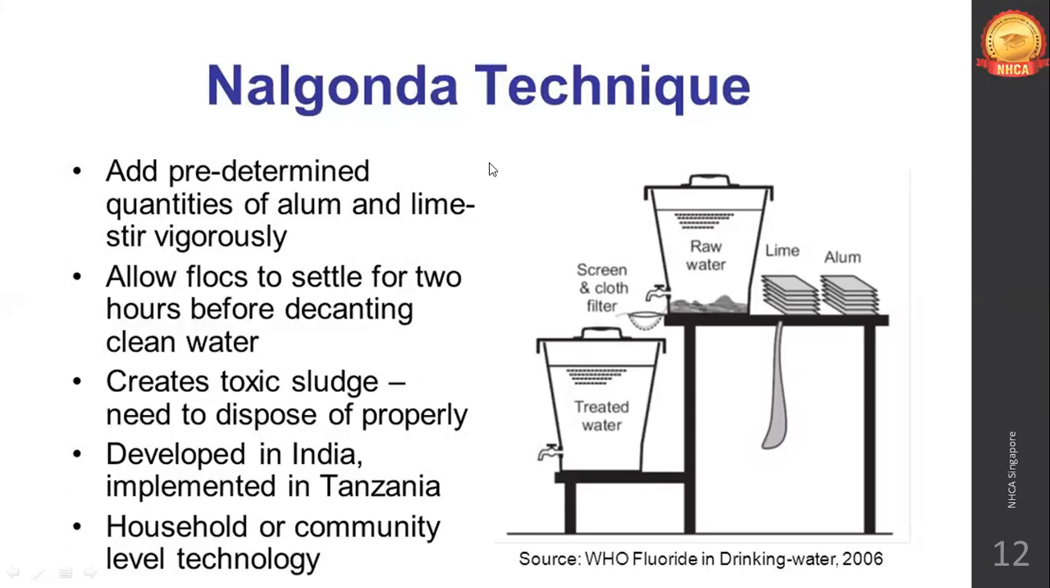I'm not sure exactly what amount of lime and what amount of alum is used in 1 liter of water. If you search about that or you just read about the Nalgonda technique, you will get an idea of it, because I'm not exactly sure how much lime and alum you have to use for this technique to work for 1 liter of water or so. Okay.